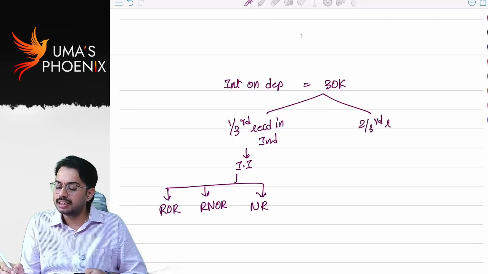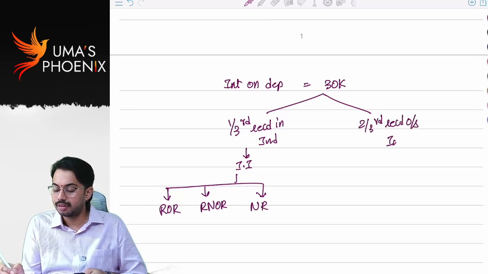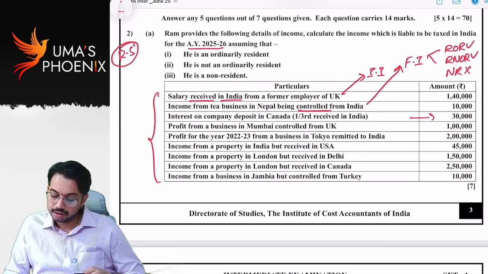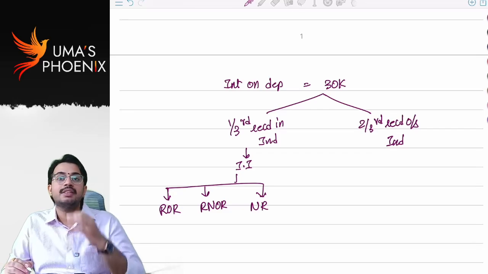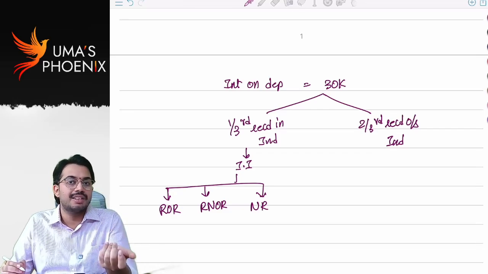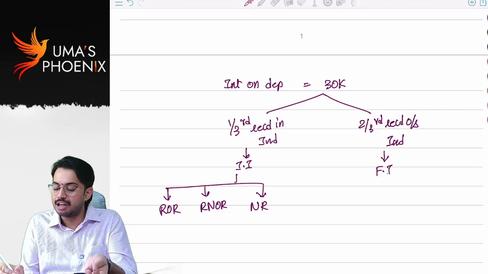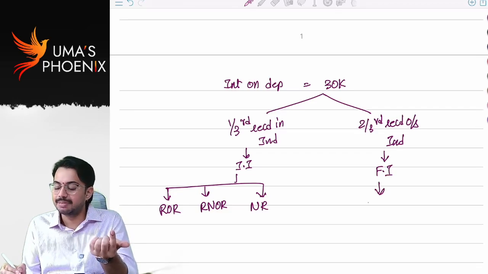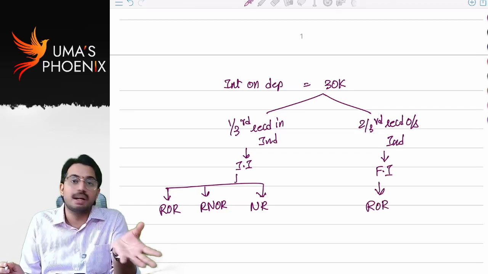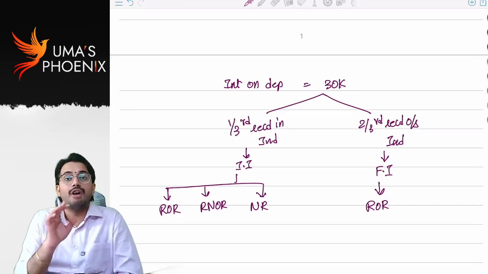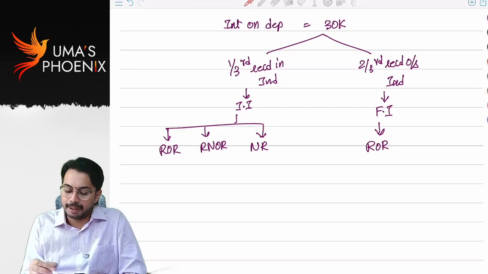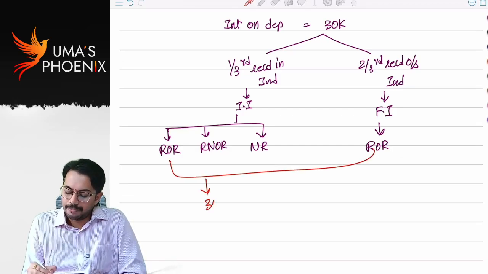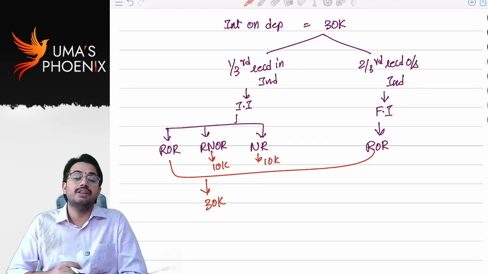Two third is received outside India. Correct. Since two third is received outside India, from deposits in Canada, the place of accrual is also outside India. It will be treated as foreign income. Foreign income is taxable for ROR, whose global income is taxable. For RNOR, foreign income is taxable only if it is from business controlled or profession set up in India. So in case of ROR, 30,000 is taxable. In case of RNOR and non-resident, 10,000 is taxable.